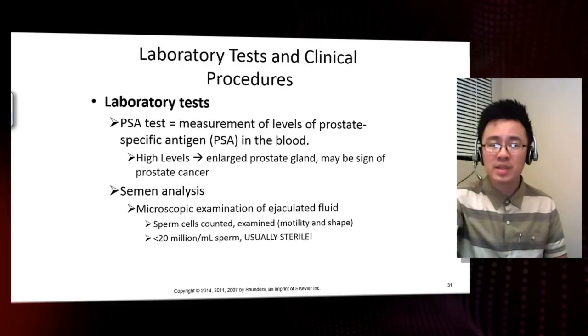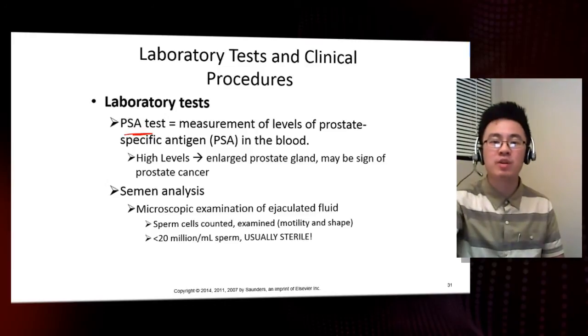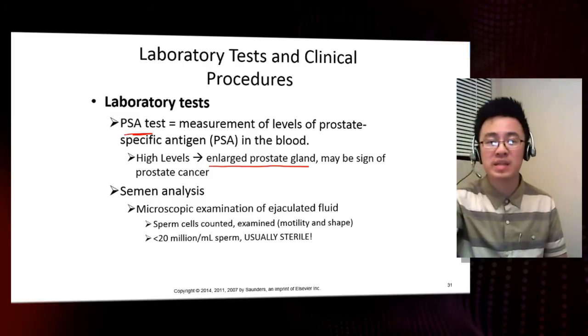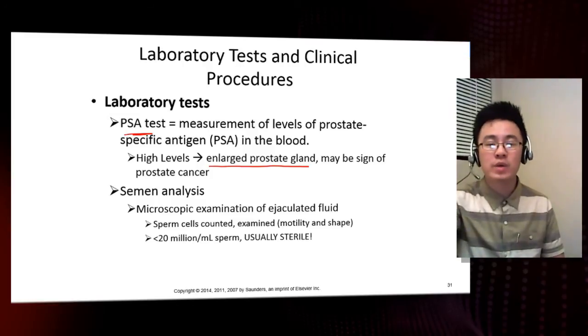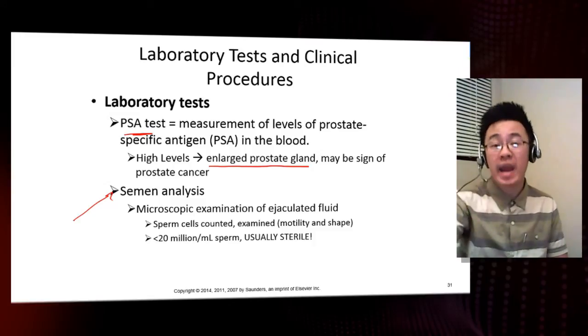Different laboratory tests assess the condition of the male reproductive system. We have here a PSA, that is a measurement of levels of the prostate-specific antigen, or PSA, in the blood, and high levels here are usually indicative of an enlarged prostate gland. It may be a sign of prostate cancer. We can also assess the semen analysis here, which is the microscopic examination of ejaculated fluid. And what can also be assessed is the sperm count.